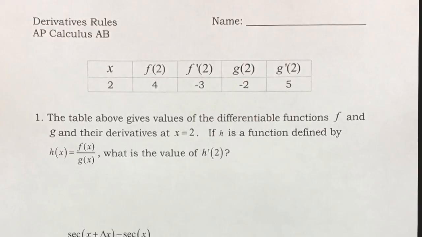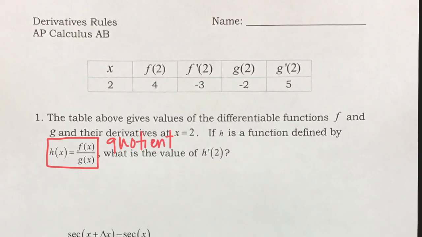And our function says this is your function. H is f of x over g of x. So what is h prime at 2? What is the slope of the tangent line to the function h when x equals 2? Okay, so what rule are we going to use to derive this? The quotient rule, right? This is a fraction.